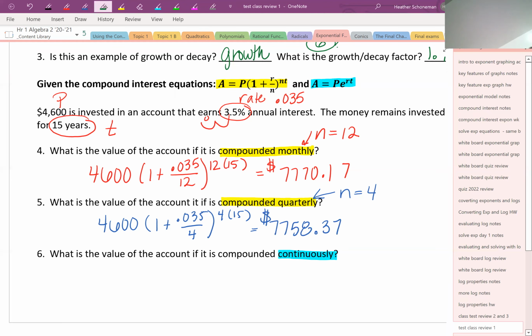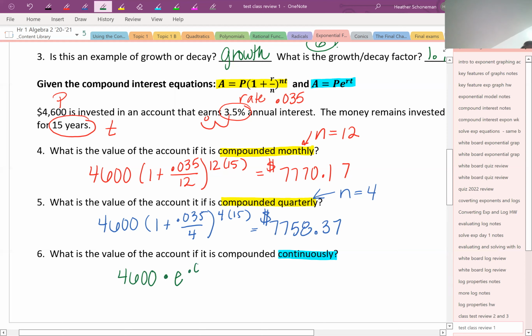All right, so it wants P. P is the initial investment, which is 4,600, times E to the rate, which is 0.035, times T, which is time, which is still 15 years. And that's the equation that we're going to put into our calculator.